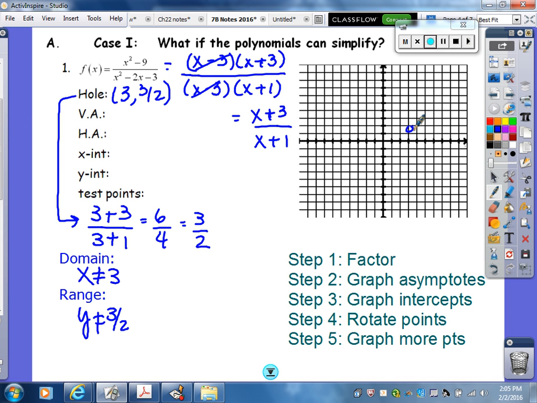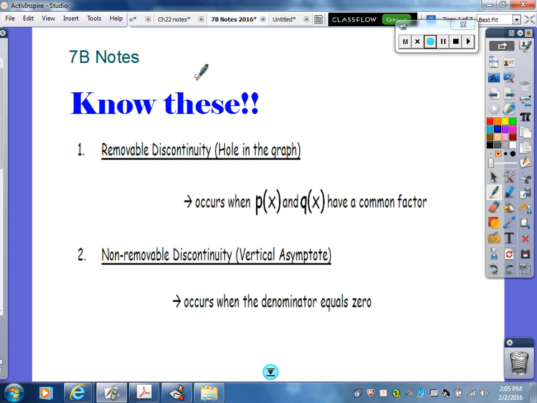Well, looking back at number 2, once we've taken out our hole, so we did number 1, now we have a non-removable discontinuity, any zeros of the denominator. Now once you're a hole, that's all you are. You can't be a vertical asymptote and a hole.